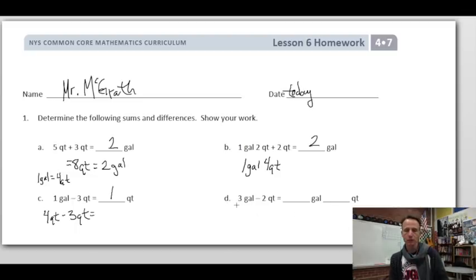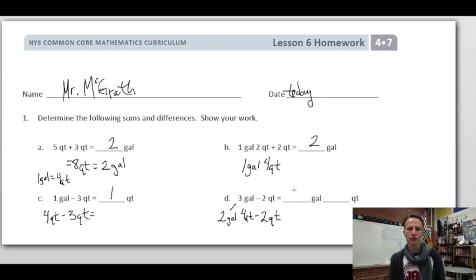3 gallons minus 2 quarts is how many gallons and quarts? Now here's what we're going to do with this, and this is a great way to approach these: 2 of those gallons, I'm just going to leave them alone. This is the same thing we did with subtracting mixed numbers. And then 1 of those gallons, that one I'm going to decompose as 4 quarts.